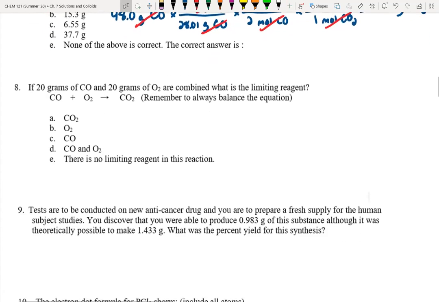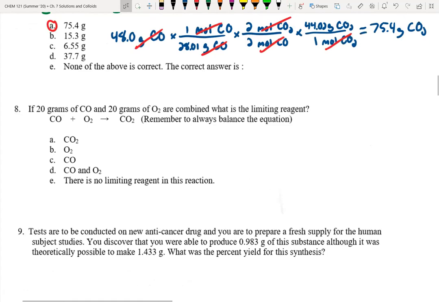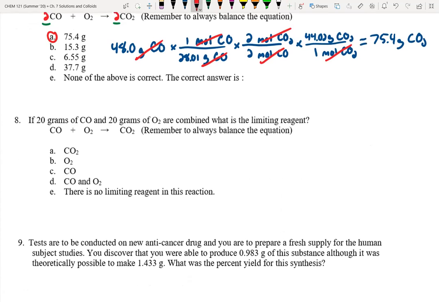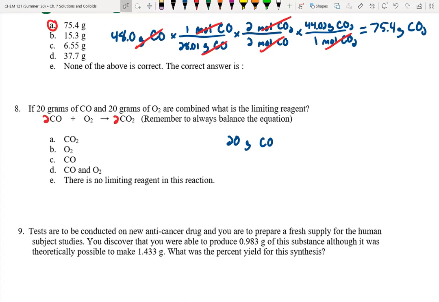All right, so now the next one: if 20 grams of CO and 20 grams of O2 are combined, what is the limiting reagent? So let's go ahead and bounce this just like we did up above. Luckily, it's the same equation. And let's just do some basic math here, right? So let's say we've got 20 grams of CO. Let me scroll up a little bit so I can see my work. We said that there's 1 mole of CO for every 28.01 grams of CO.